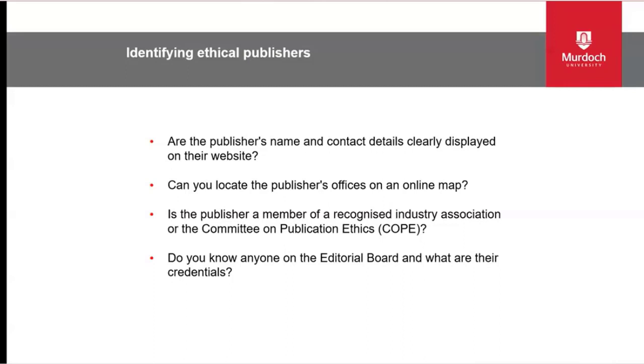In the process of identifying ethical publishers, there are a number of checks that can be made. You can check, for example, whether their offices can be located on a map, whether they have city offices. You can check whether the publisher is a member of a recognised industry association. For example, the Committee on Publication Ethics. Lots of academic publishers belong to this committee. You could also check whether you know anyone on the editorial board. Do they provide details, and can you look them up to check their credentials?